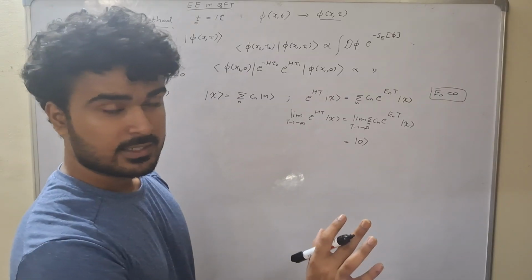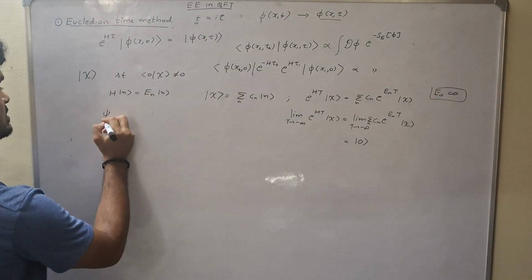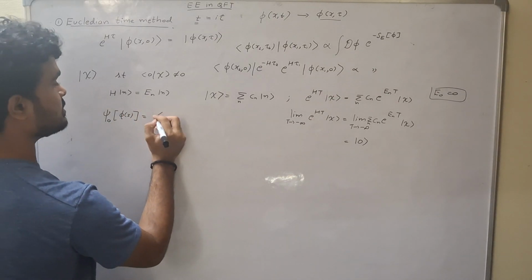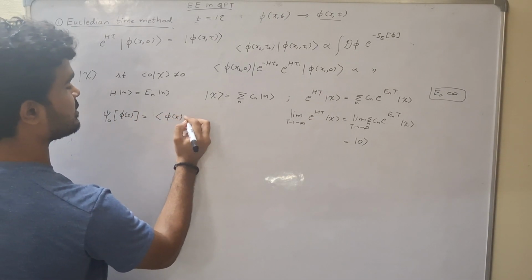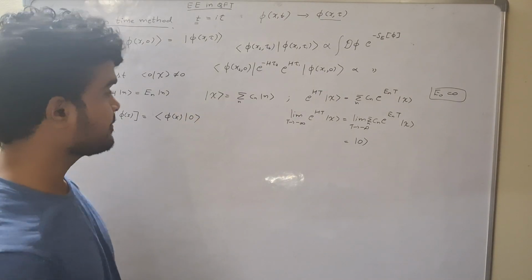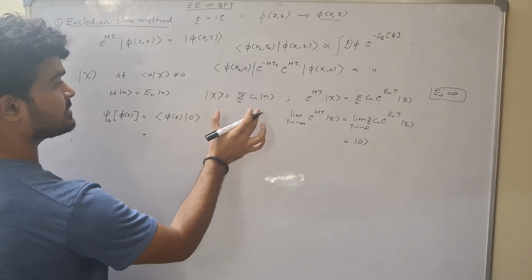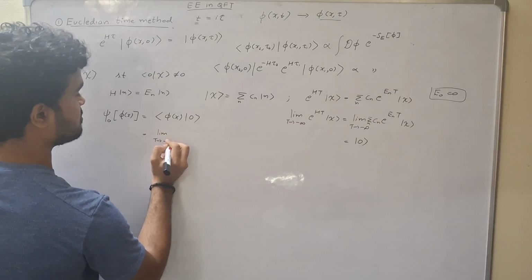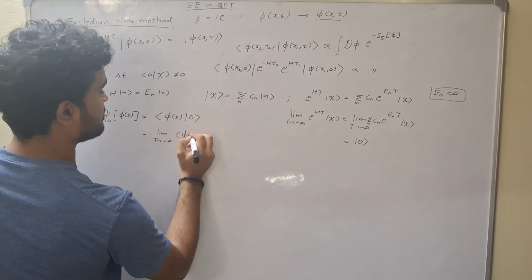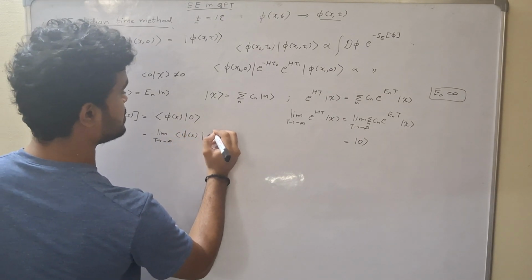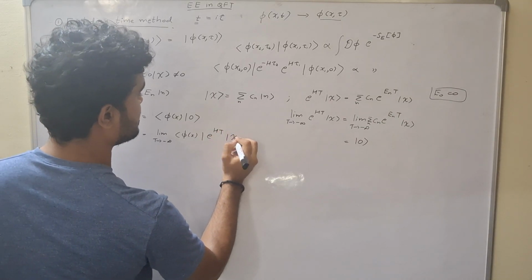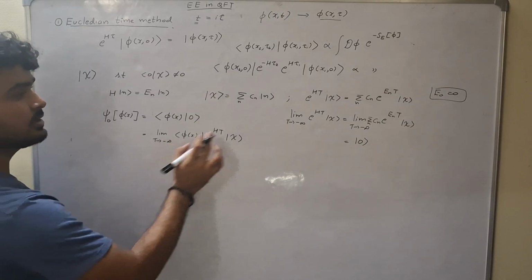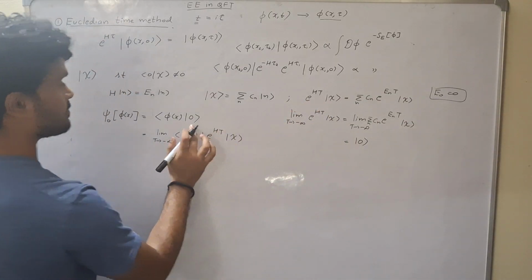So if we want to find the ground state wave function, which is some psi 0 of phi of x, this will be the overlap of phi of x with the state 0, right? And 0 can be written in this form. So this will be the limit t goes to minus infinity of phi of x with e raised to Ht chi, because e raised to Ht chi, in the limit t goes to minus infinity, is the ground state 0.